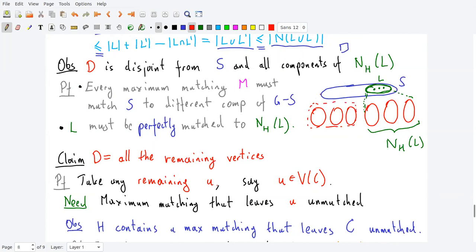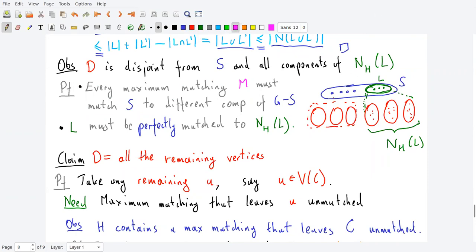So in other words, what I claim is that each of the vertices of S, and each of the vertices inside those components, need to be always matched in every maximum matching of G. So why so? How does a maximum matching in G look?